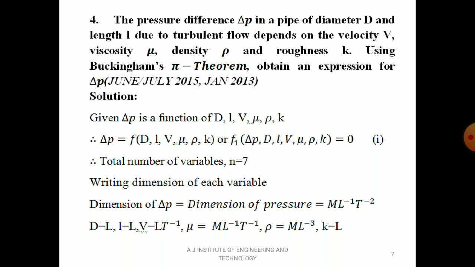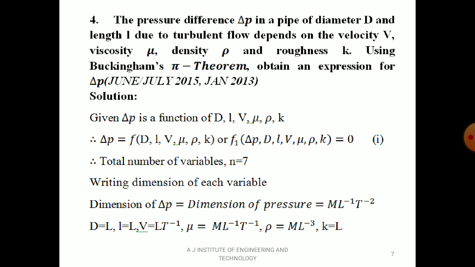Next, writing dimensions of each variable. The unit of pressure is Newton per meter square. Newton can be obtained from F equal to ma, kg meter s to the power minus 2, divided by meter square. So it becomes kg meter to the power minus 1 s to the power minus 2. So the dimension for pressure is M L to the power minus 1 T to the power minus 2.